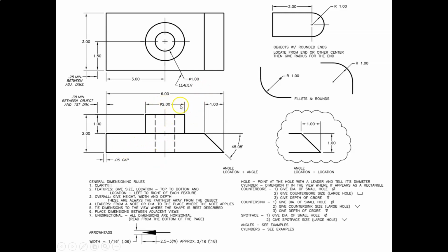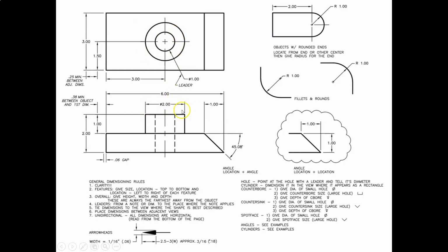Well, here what we've got is the size of this object, the size of this cylinder. So it's 2 inches in diameter. Now, notice it's done where we see it as a rectangle. A cylinder is always dimensioned by its diameter where we see it as a rectangle, not where we see it as a circle. The only thing we do as a circle is a hole.